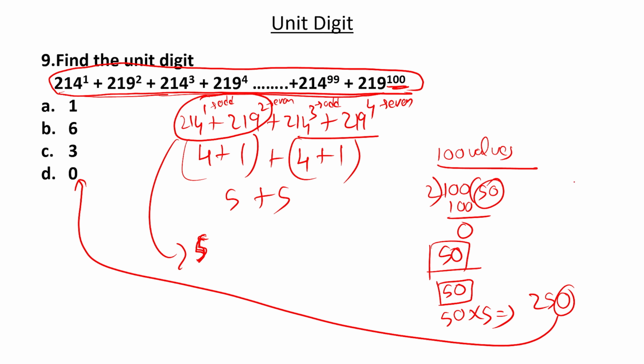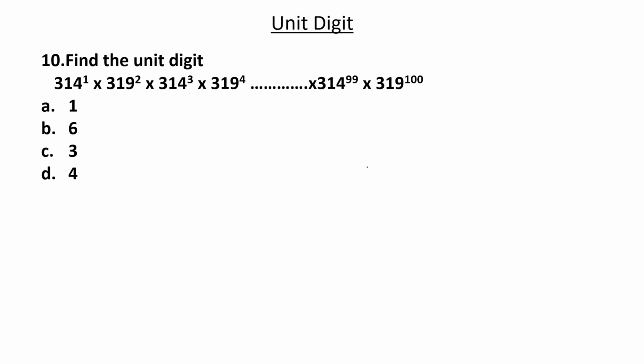Since we got 50 pairs, that means we have fifty 5s. So 50 into 5 is 250, and 0 is the answer. That's it. I hope you understand it. Okay, let's move on to the next question. It is also somewhat the same, but the arithmetic operator changed here. It's the same as the previous one.